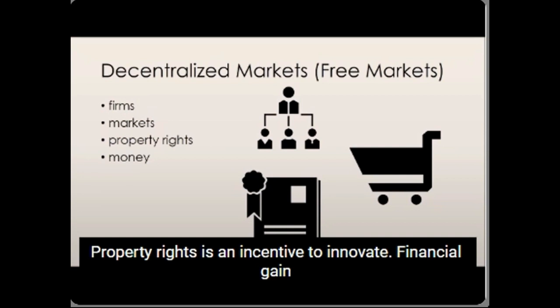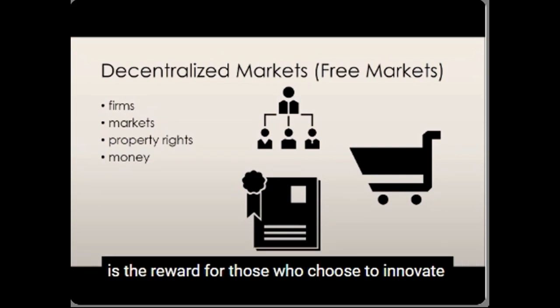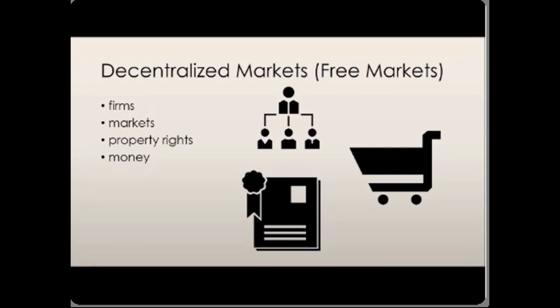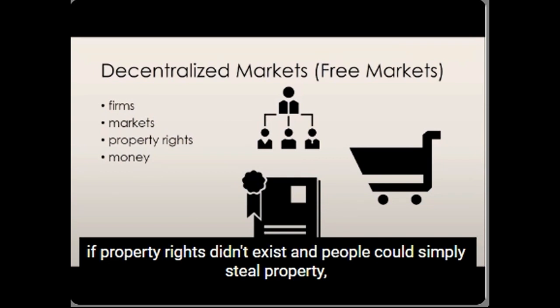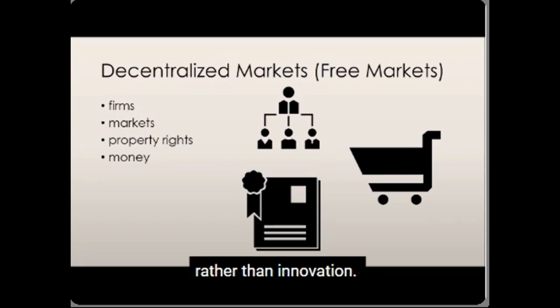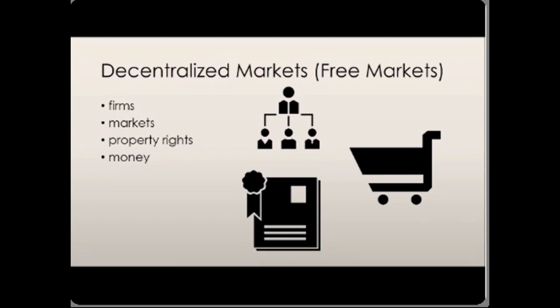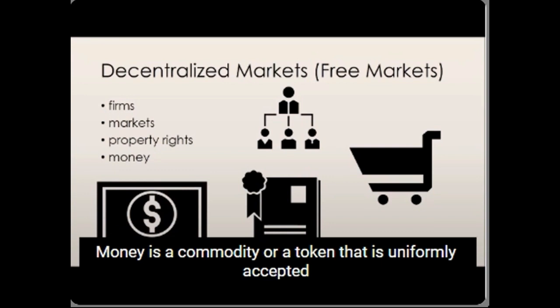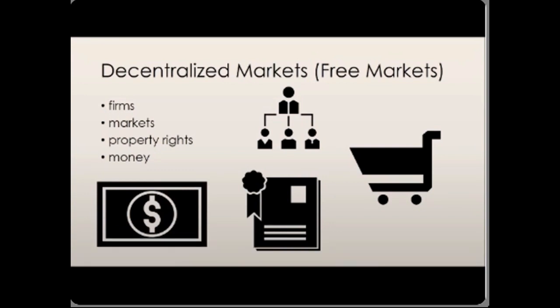Property rights is an incentive to innovate. Financial gain is the reward for those who choose to innovate. If property rights didn't exist, and people could simply steal property, then financial resources would be diverted to protecting people's property rather than innovation. Money is a commodity or a token that is uniformly accepted as a method of payment.